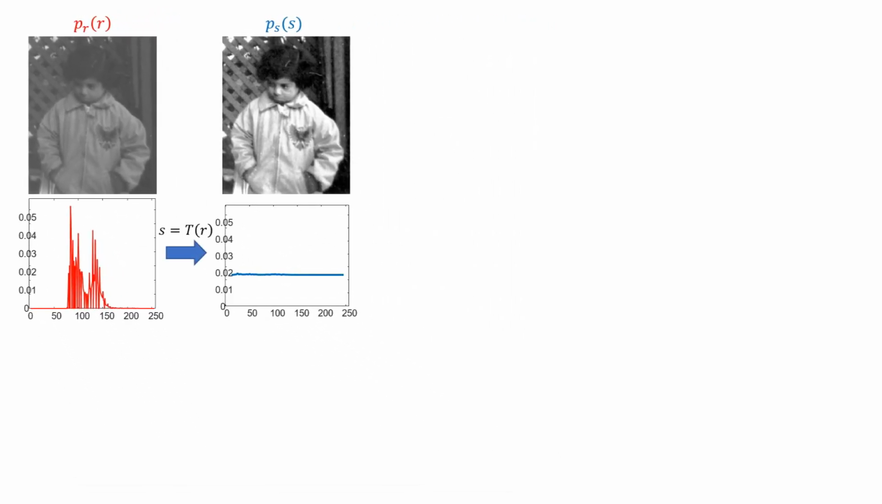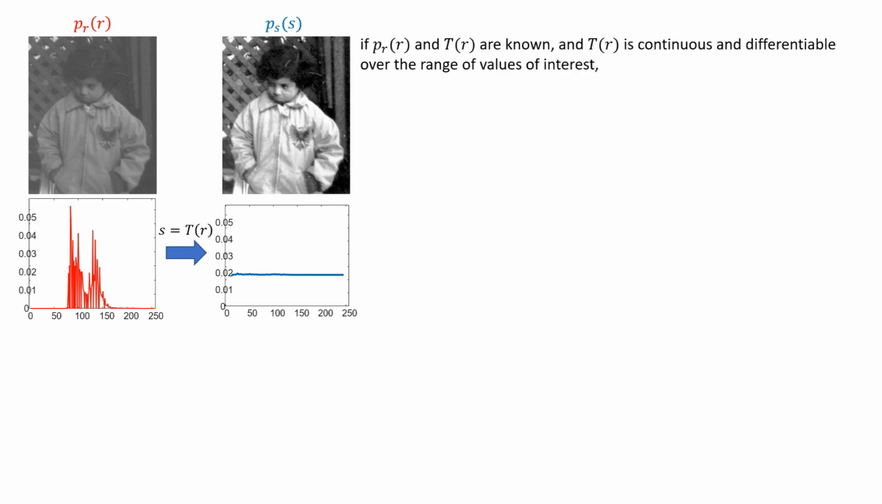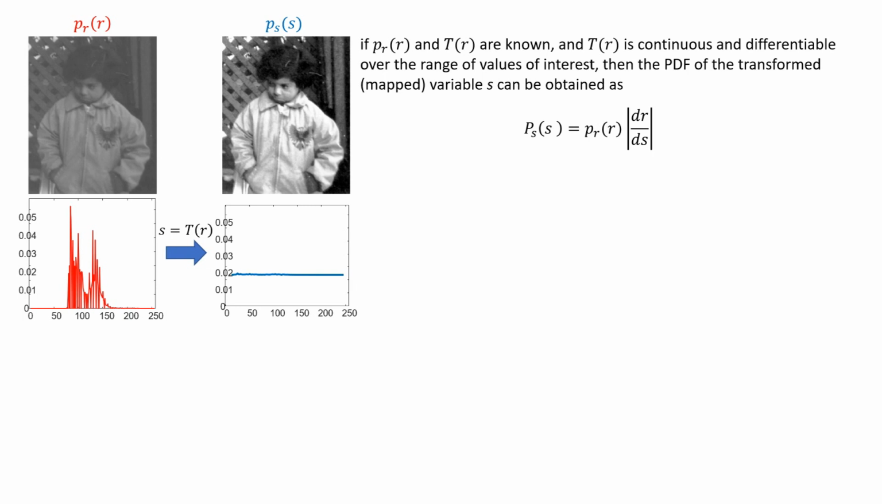In order to find the transformation function that we're looking for, we know that we have the PDF of the original low contrast image, P_R, and that the transformation function has the following restrictions: it has to be continuous and differentiable over the range of values of interest, so that we can go from the PDF on the left, the red one, to the uniform that we want. Then the PDF of the transformed variable S can be obtained with that expression.